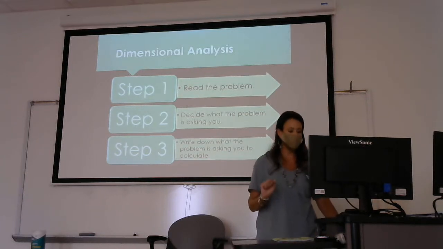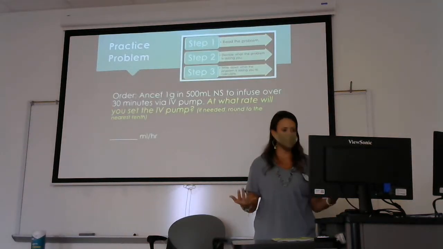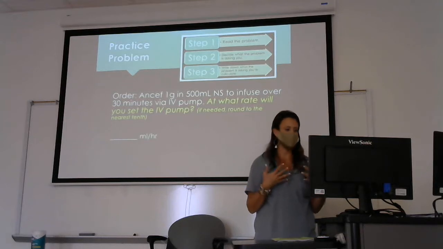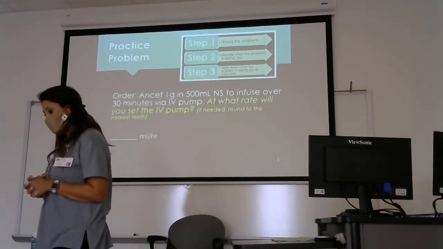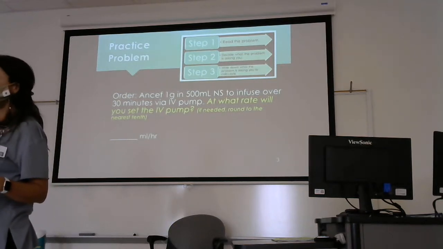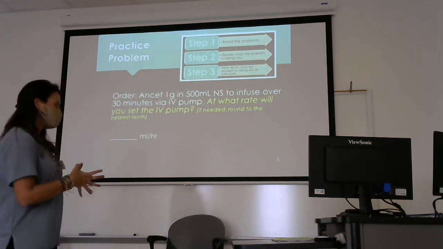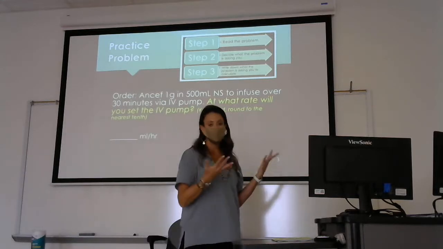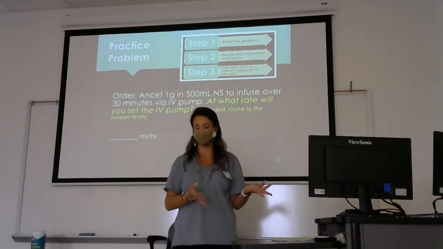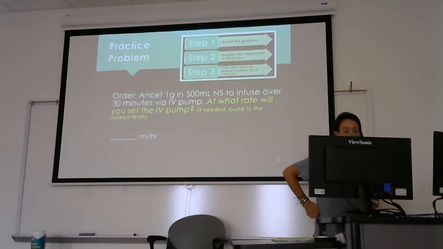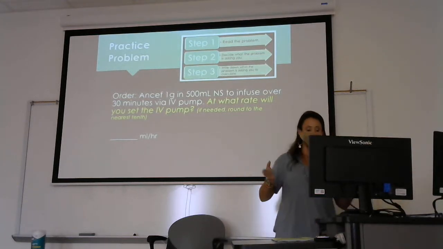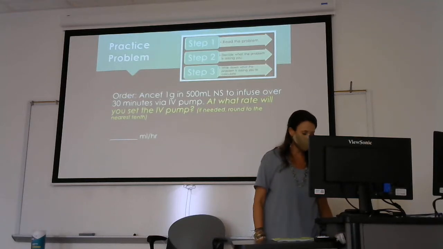So first thing you're going to do, write down what the problem is asking you to calculate. That's your units, whether it's milliliters per hour, mics per minute, whatever. I don't care if it's miles per hour. Whatever they're asking for is what you write. You can do dimensional analysis with way more things than drugs. You can do it with science, different things like that. It's just a method of cancellation.